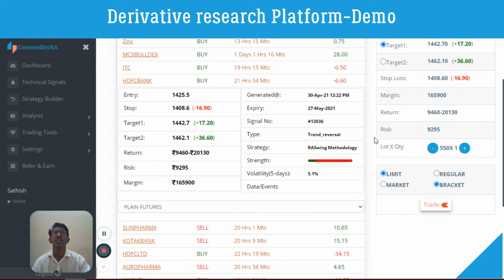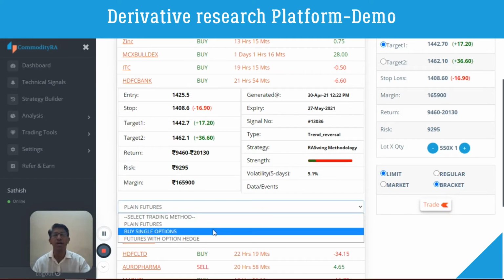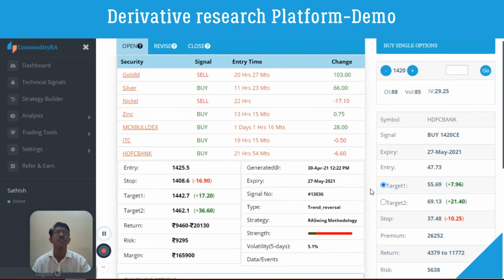So now just select buy single option here from the list. We selected plain futures. Now second is buy single options. The entire future signal has been converted into an option trade now. And this is the strike price, 1420. So why did we select 1420 as the strike price? The entry level is 1425, and nearby that we are taking a strike price.